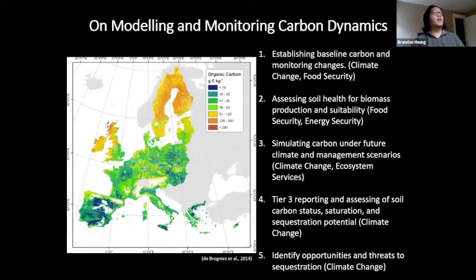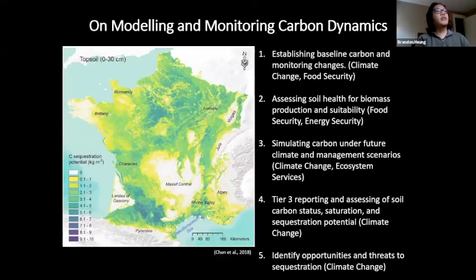For example, the data set can be used to establish baseline soil carbon that is critical to monitoring changes. As well, the baseline information could also help us better understand carbon dynamics under future climate and management scenarios. This information is necessary to help us understand the issues related to climate change and food security. Likewise, the data could also be used to map soil health indicators to help assess things like crop suitability and biomass production, things that directly relate to food and energy security. Another example includes continental scale estimates of the carbon sequestration potential, something that could greatly help with international reporting.